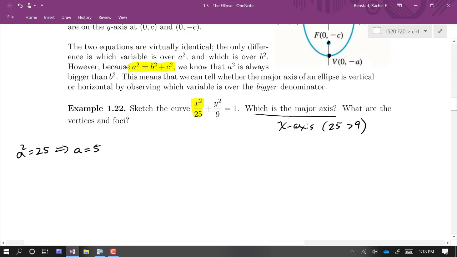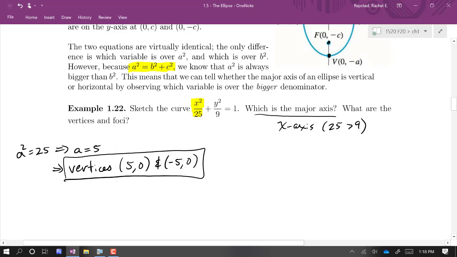a, b, and c are always positive numbers, by the way, so when I solve a squared equals 25, a equals positive 5 is the only value for a, and then the other vertex will be at negative a, which is negative 5. So our vertices are at (5, 0) and (negative 5, 0). That's part of what they asked us to find.